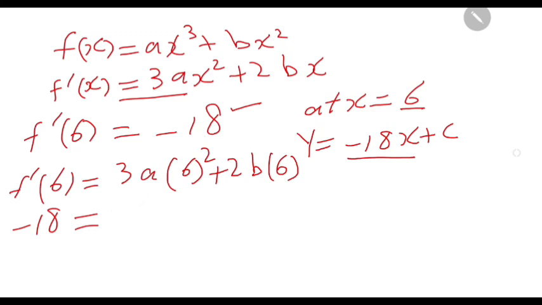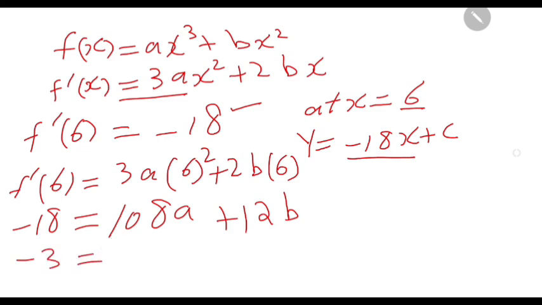Using my calculator, the answer is 108a + 12b. Now I can divide the equation by 6, so that's −3 = 18a + 2b. This is going to be my equation number 2, because I need to find a and b.